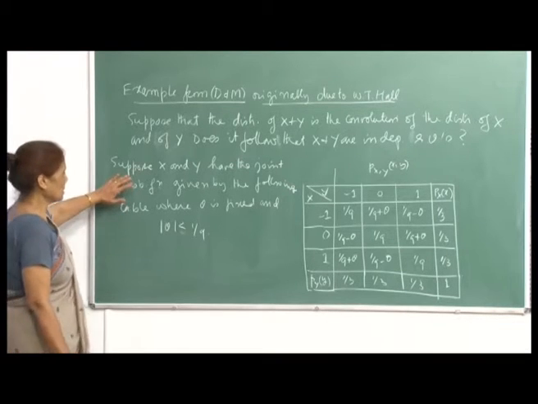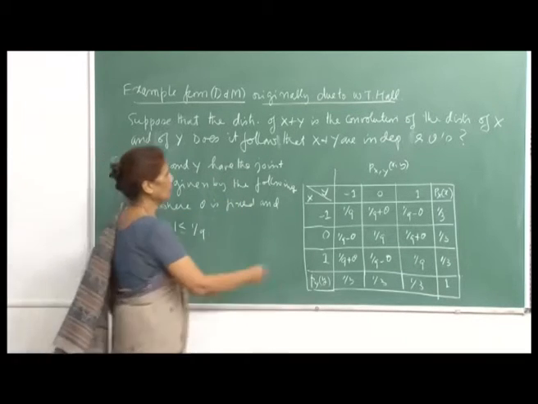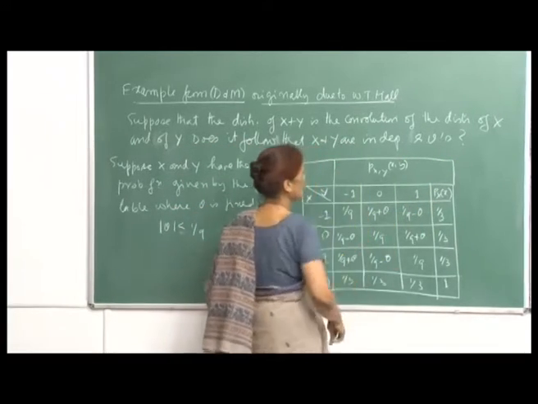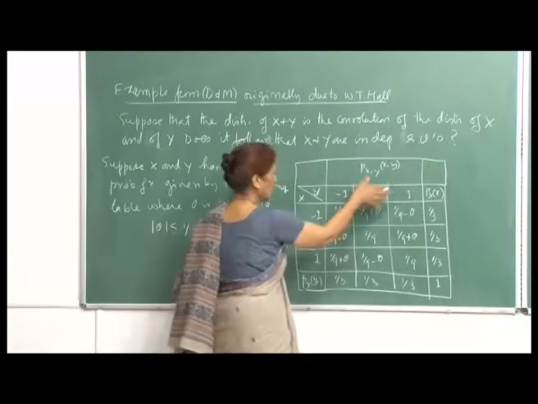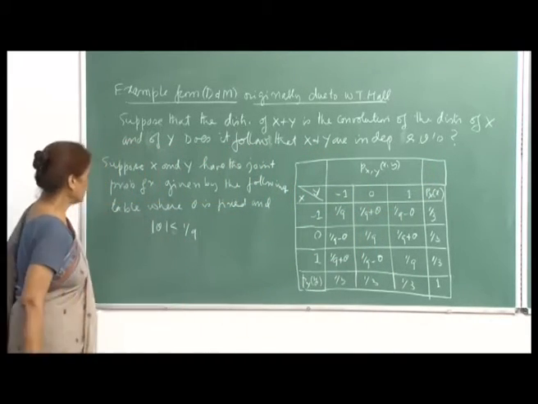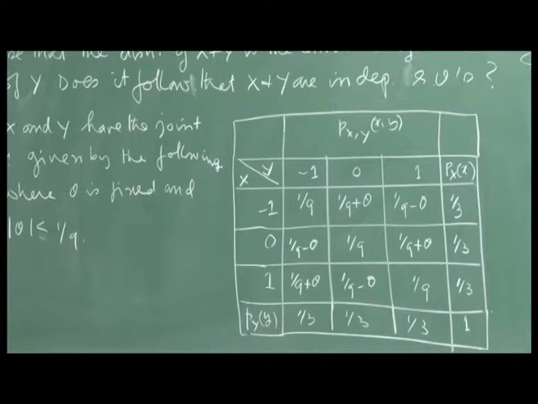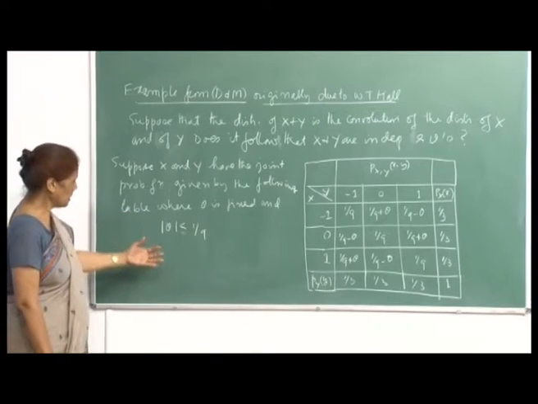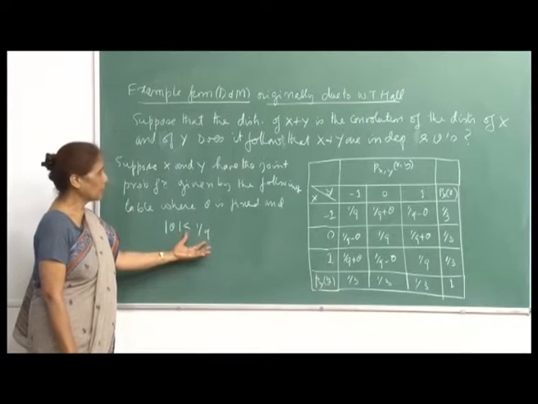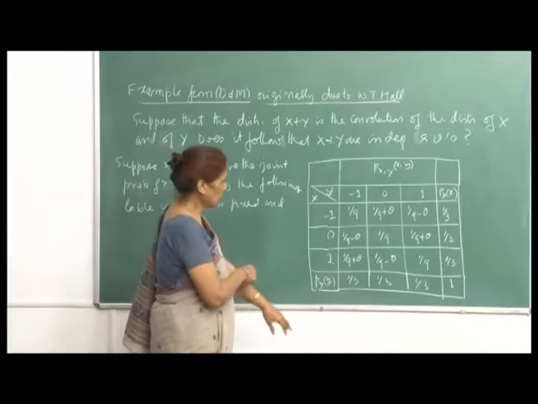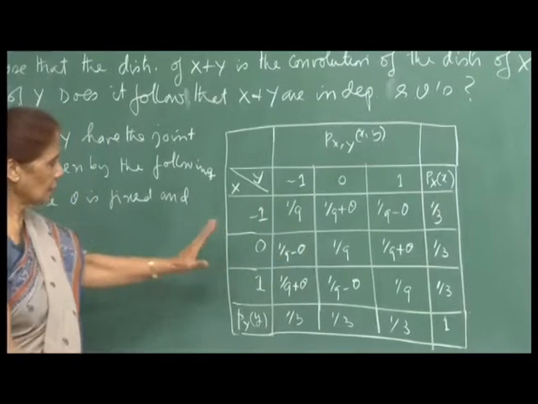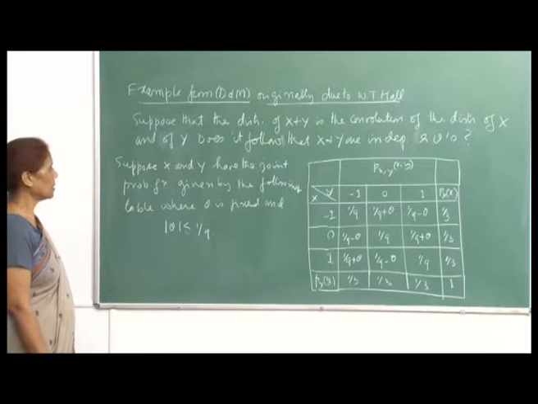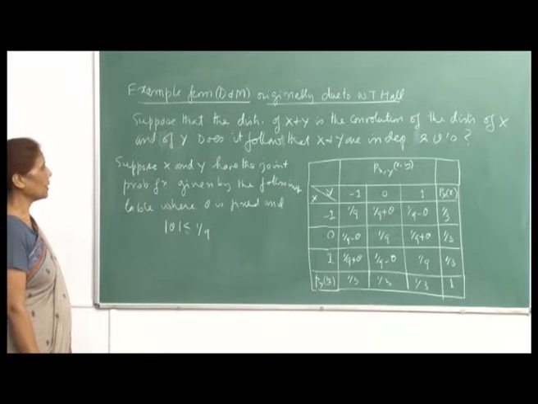So, the table here gives you the joint probability mass function of X and Y, and theta is a fixed number, but its absolute value is less than 1 by 9, because otherwise the entries here will become negative. So, we want this to be a valid table for the joint probability mass function of X and Y.